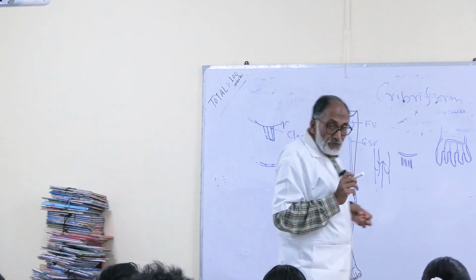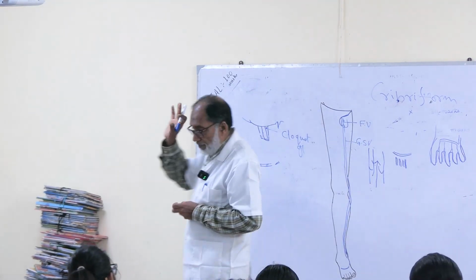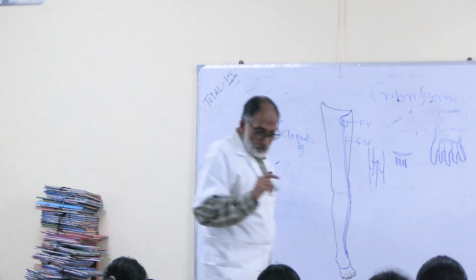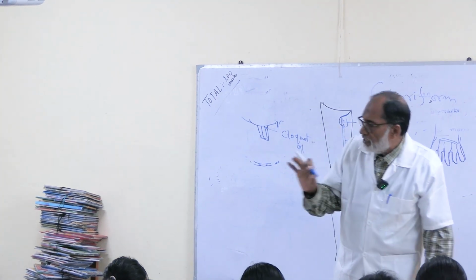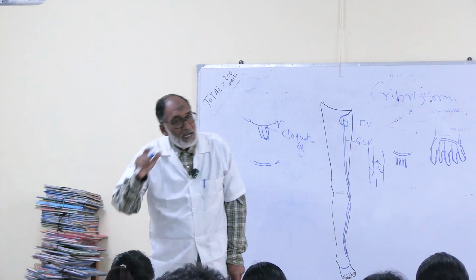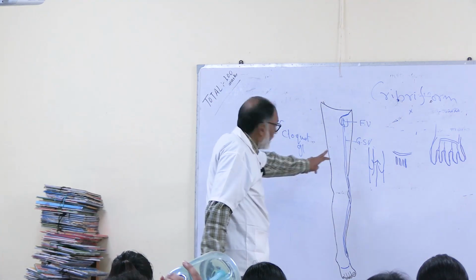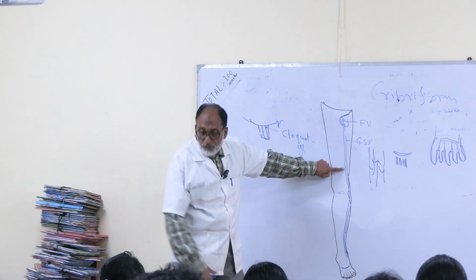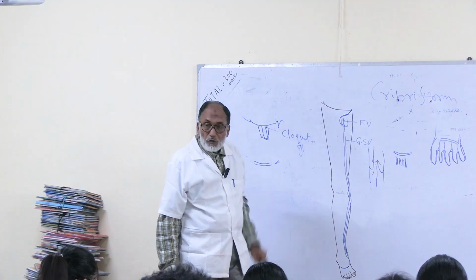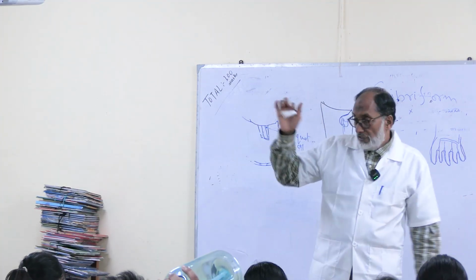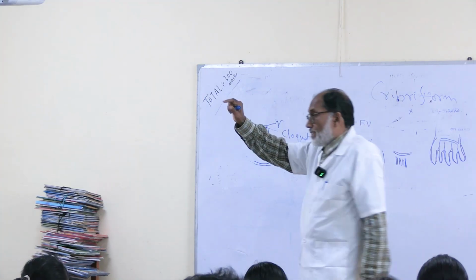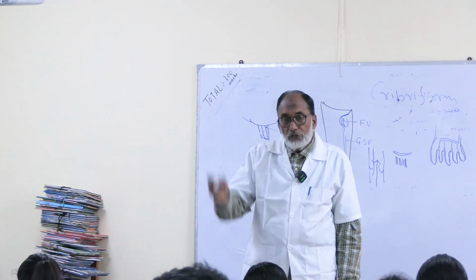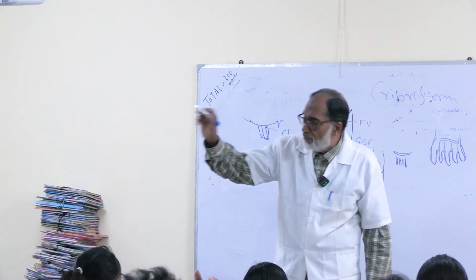There are about five perforators along the great saphenous vein. One is at the level of the adductor canal. Suppose here the adductor canal, it may be at the lower third of the thigh. So one perforator lies at the level of the adductor canal. That perforator is known as Hunterian perforator. Hunter's canal, Hunter's canal. So this perforator is known as Hunterian perforator.